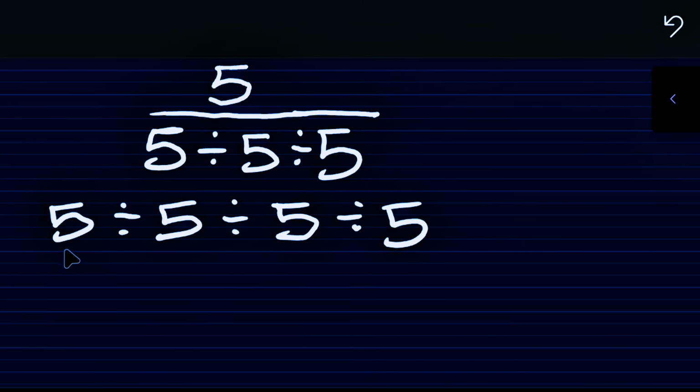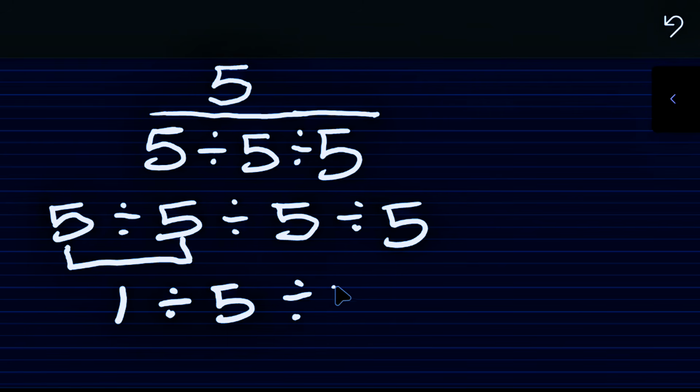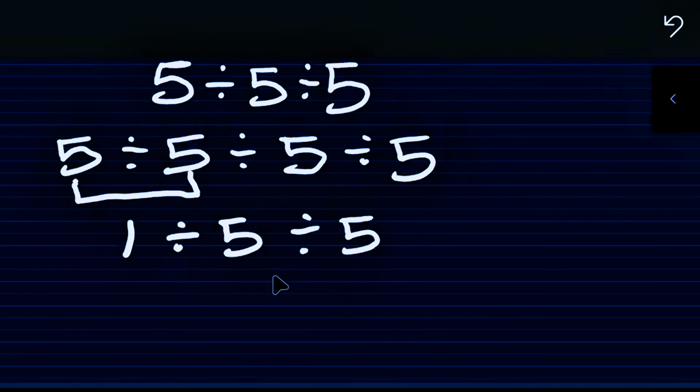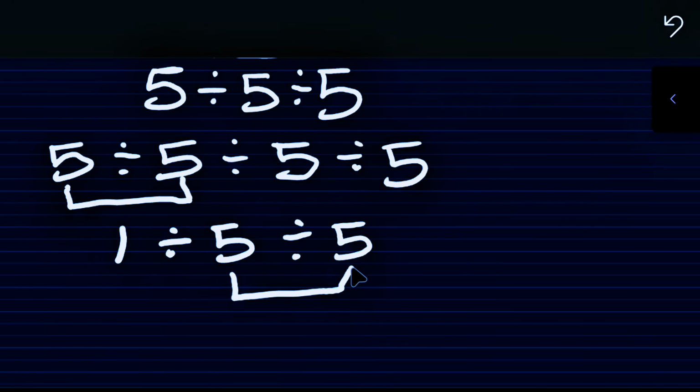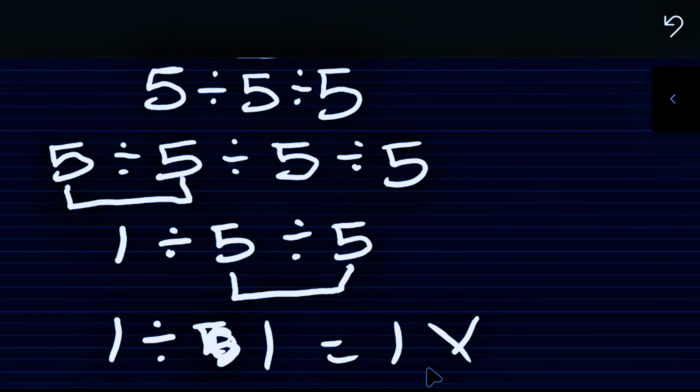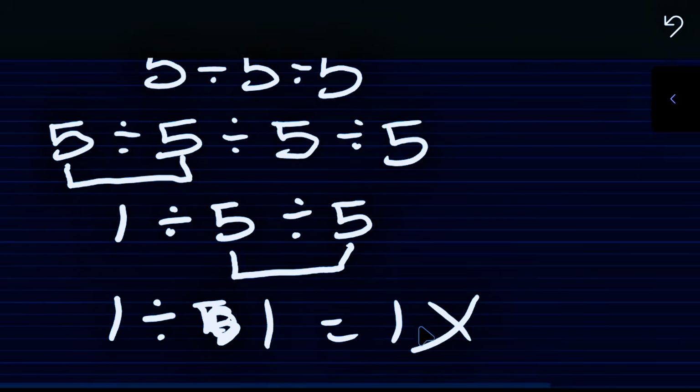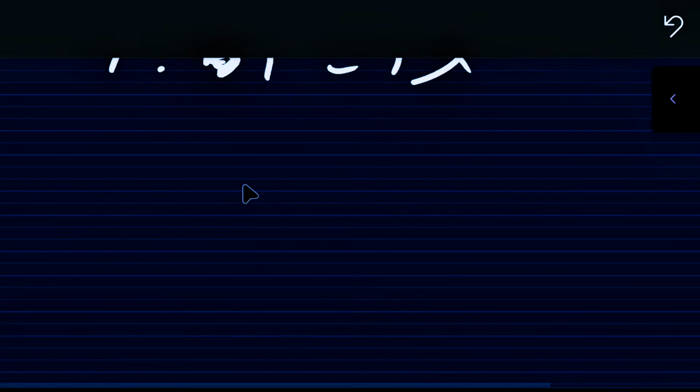Now, from here, they use this 5 here to divide this 5, and they had 1, divide by 5, then divide by 5. In their next step, they divided this 5 by this 5, and they had 1 divide by 1, okay, 1. And 1 divide by 1 equals 1. But this is totally wrong. Now, let me show you how to solve this question in the right way, okay?